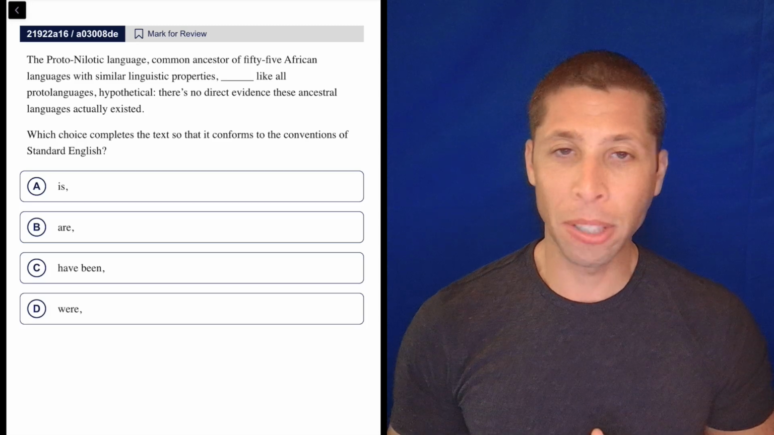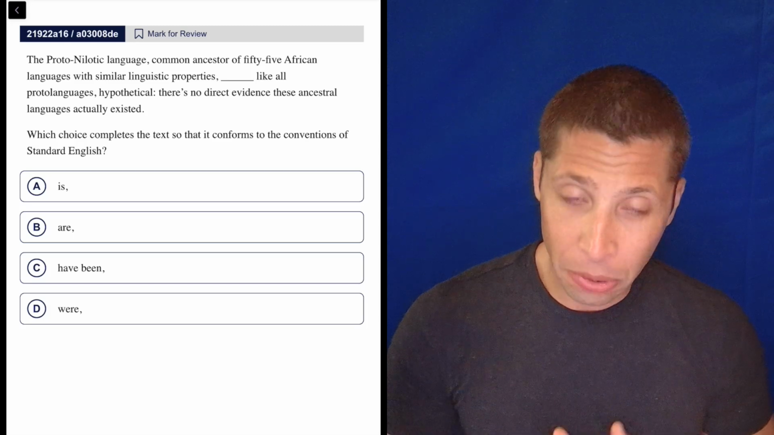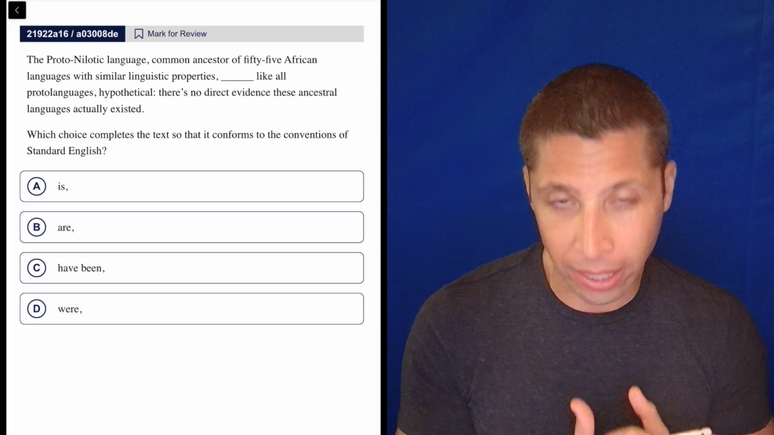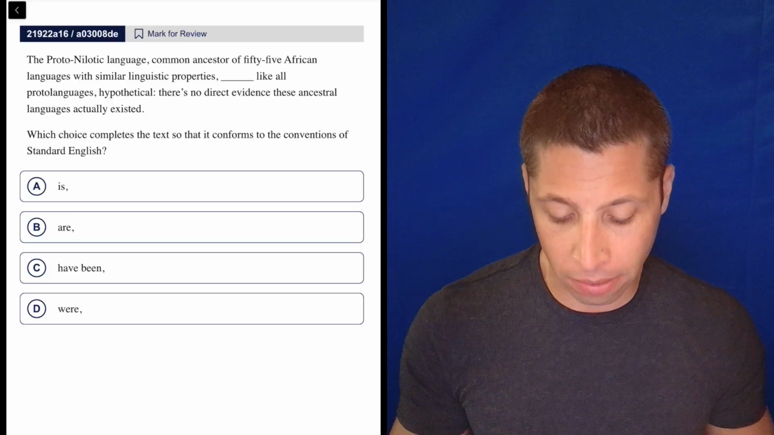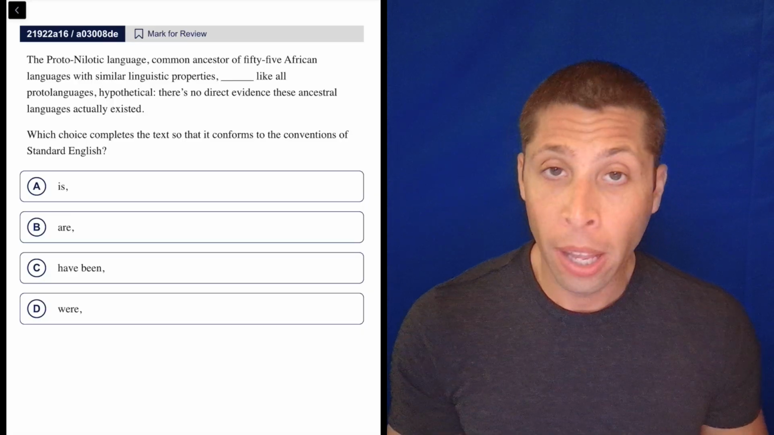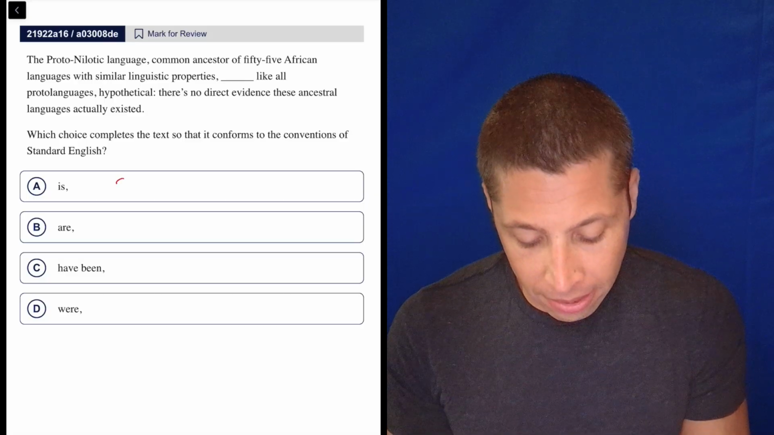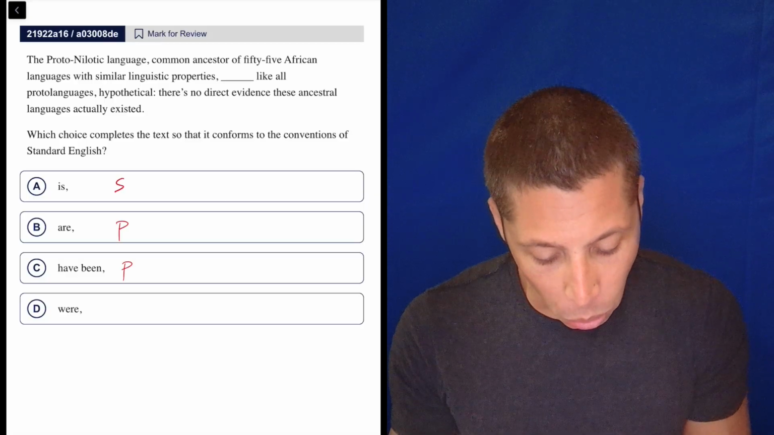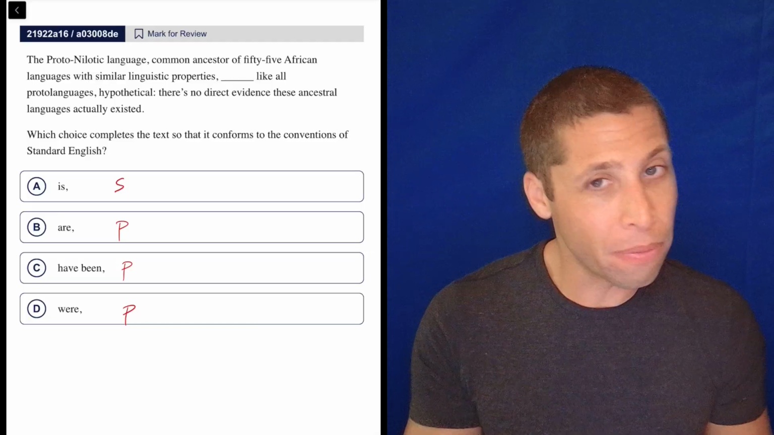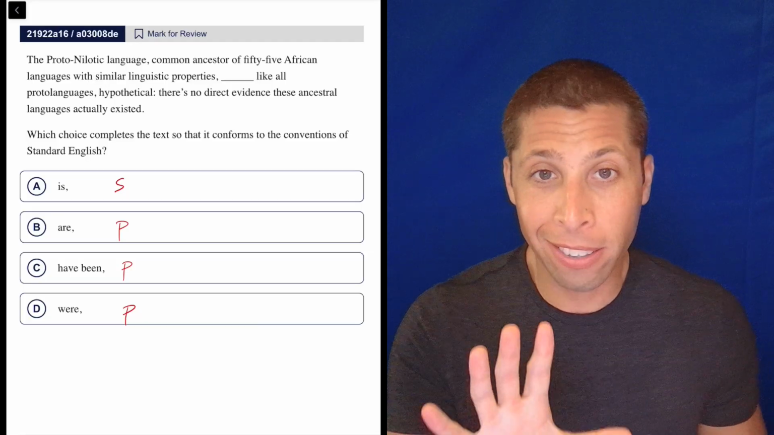Right away, it is obvious to me what rule is being tested. I have verbs in the answer choices, and I can quickly and confidently classify each of these verbs as either singular or plural. I don't need to make simple sentences to do that. It is obvious to me that is is singular, are is plural, have is plural, were is plural. You got to be able to do that really fast. You can't rely on sentences.